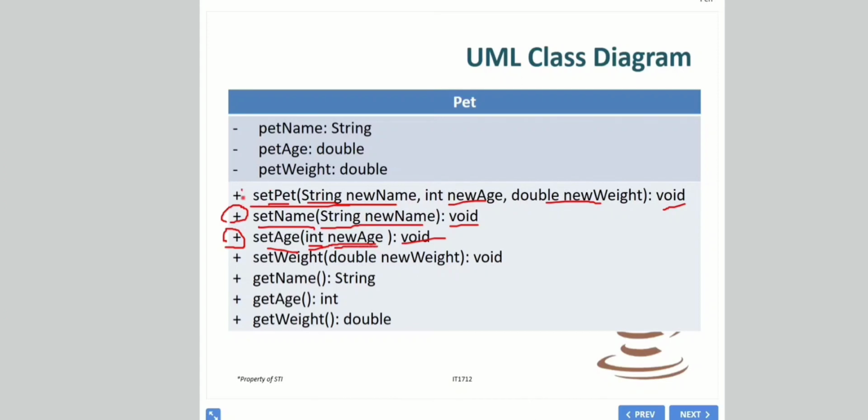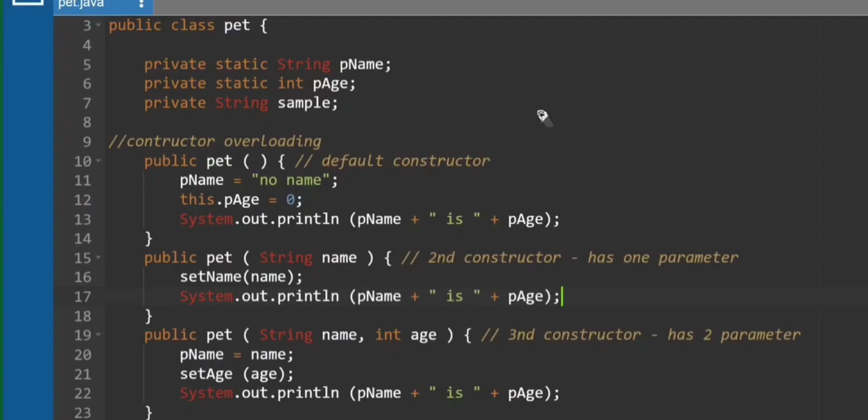We have observed that we use set. That means this method is a mutator, and we have here a get for the accessor. We have the public string get name method. Example, we have here public class Pet.